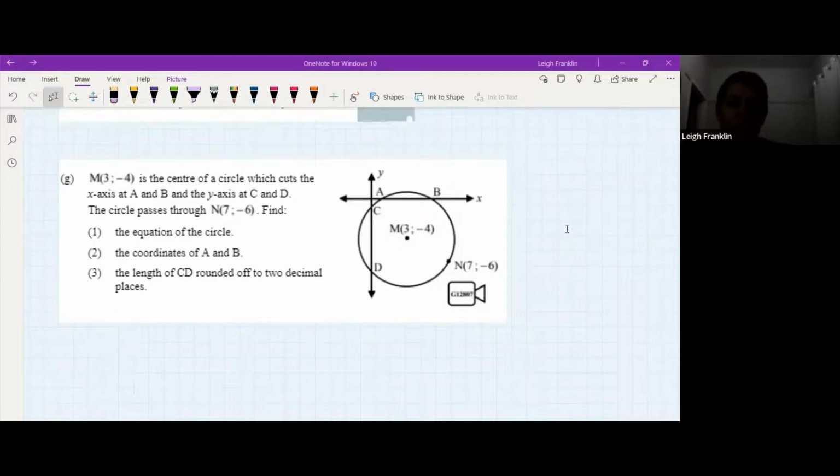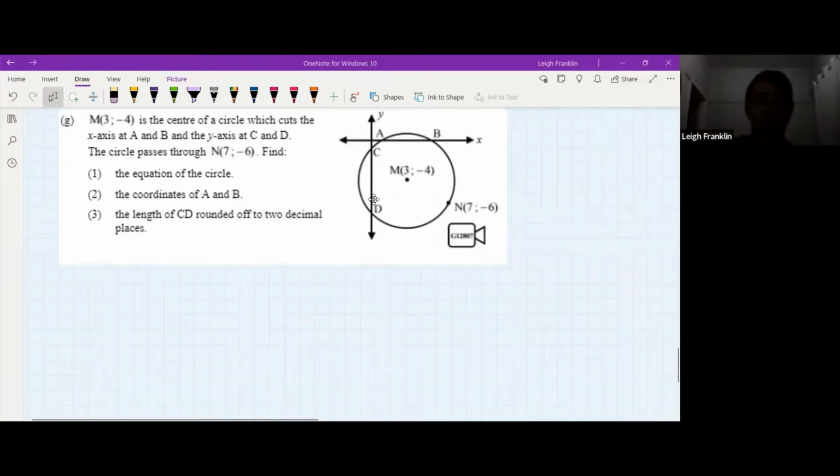Right, so now you can see it's a little bit more of an application of what we were talking about earlier. What would we do? How would we work out the equation of the circle? What do we need to do here? First find the radius. How, Cassandra? By using the distance formula. Exactly, by using the distance formula and calculating the length of MN, the radius. Okay, so let's just do that very quickly.